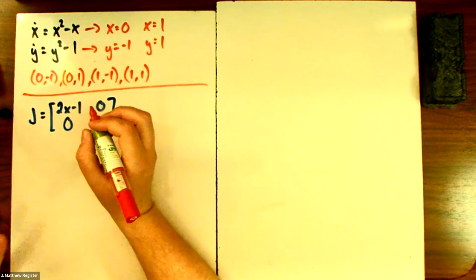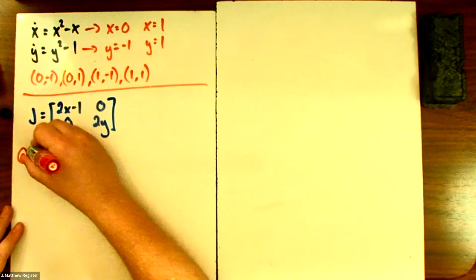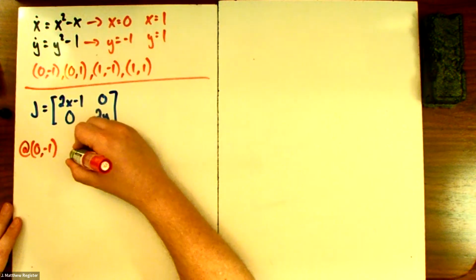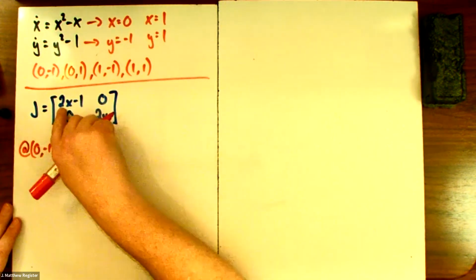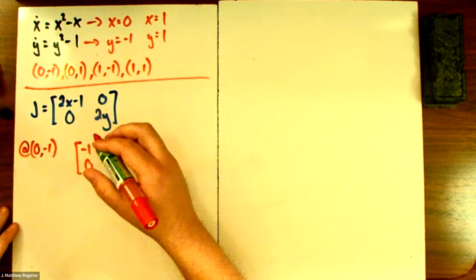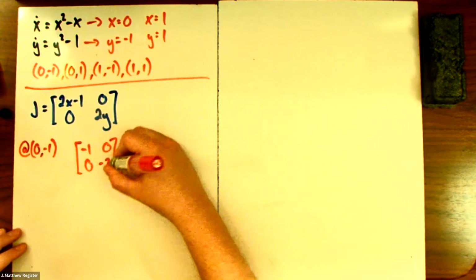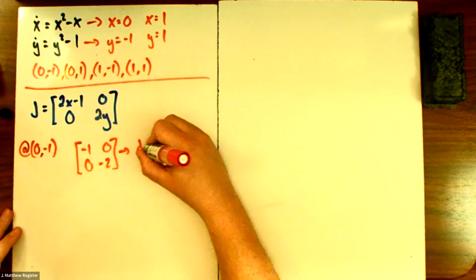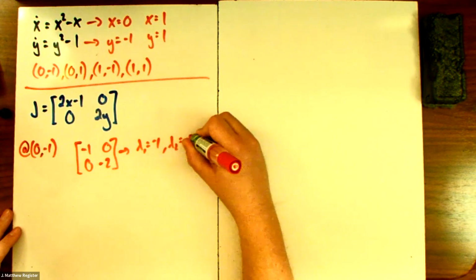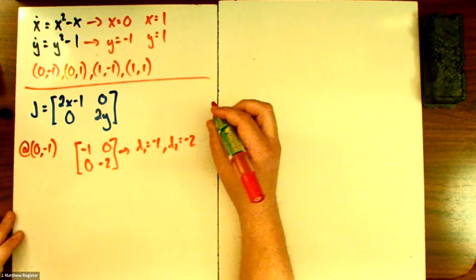And so for the first point at, let's say, 0, -1, we are going to be having the Jacobian be 2 times 0 minus 1 is -1, 0, 0, and then 2 times -1 is -2. Our eigenvalue 1 is -1. Our eigenvalue 2 is -2. That tells us that this is going to be a stable node.